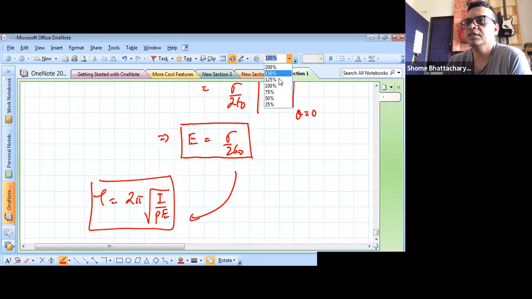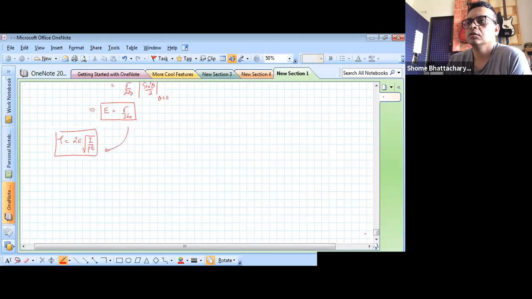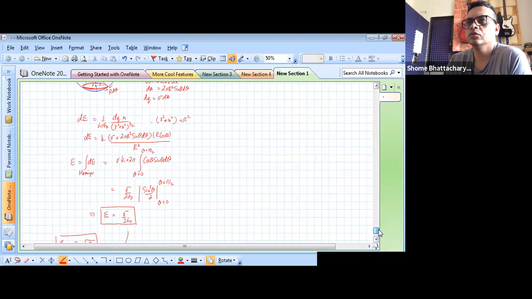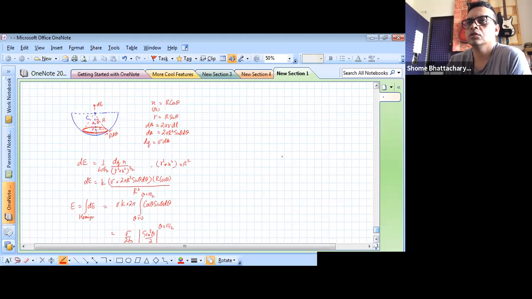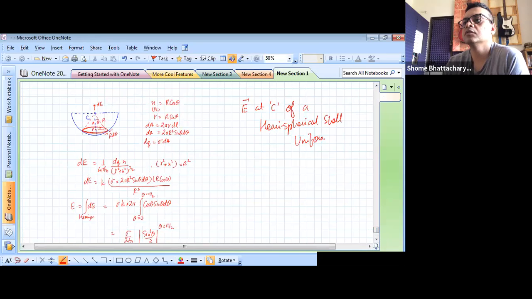So I'm just minimizing this to go through. So this is electric field at the center of curvature of a hemispherical shell having uniform sigma on its surface. That was the main point of the question. Dipole thing was direct formula based.